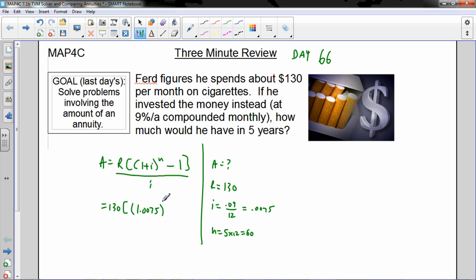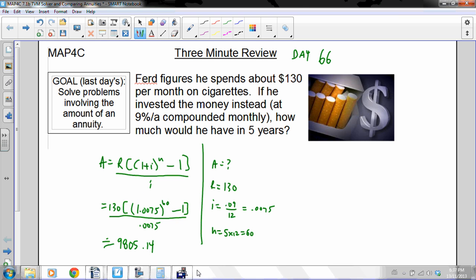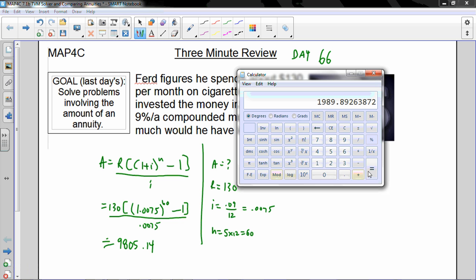1.0075 to the exponent 60 minus 1, all over i, which is 0.0075. I put that into a calculator and I get, rounded to 2 decimal places, 9805.14. Hopefully you're okay putting that into your calculator. Shall I go through it? I'll go through it. What the heck?